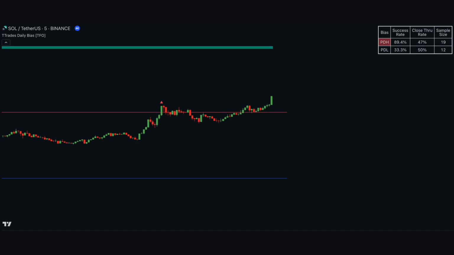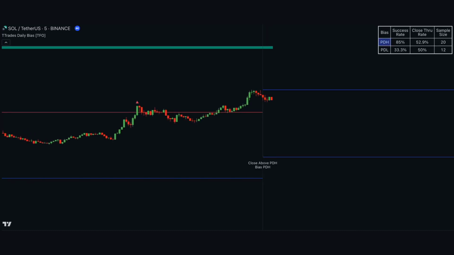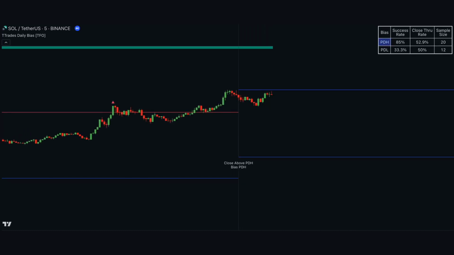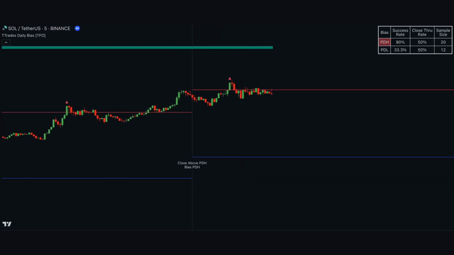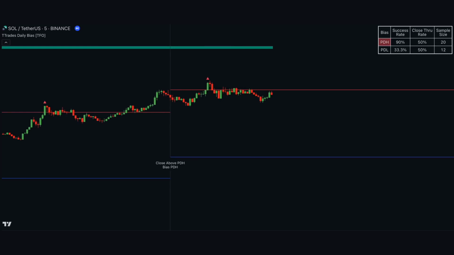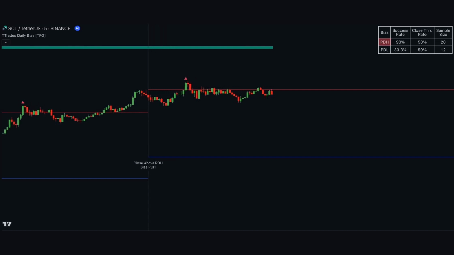Of course, greater sample sizes and therefore greater statistical significance may be derived from higher timeframe charts that may go further back in time. The amount of data you can observe may also depend on your TradingView plan.